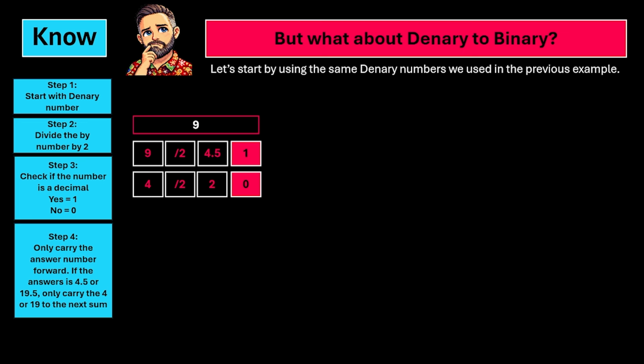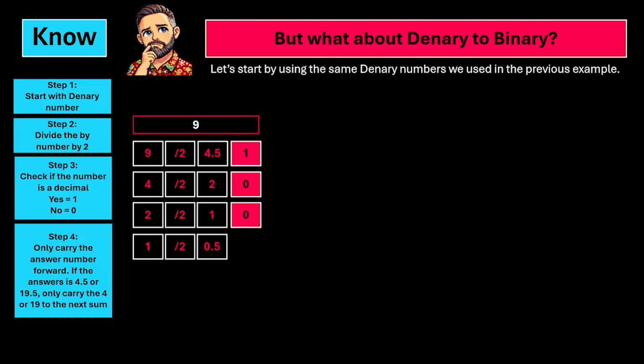Next up, we carry forward the whole number. So we carry forward the 2. We divide it by 2. That gives us a 1. So is 1 a decimal number? The answer is no. So that is a 0. We then carry forward the whole number, divide it by 2. That leaves us with 0.5. Is that a decimal? Yes. So we place a 1 next to the end of that sum.